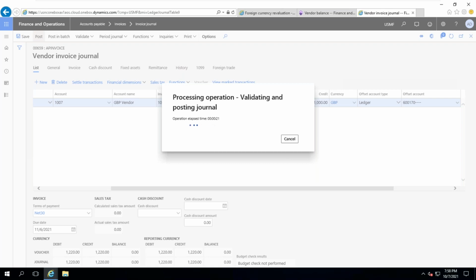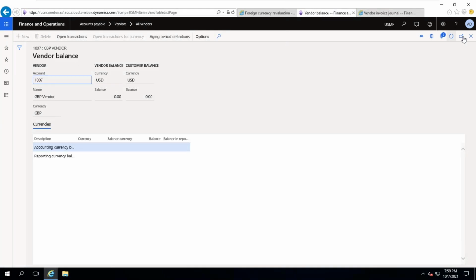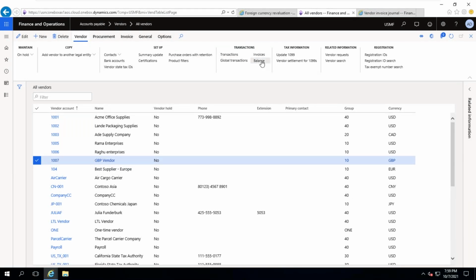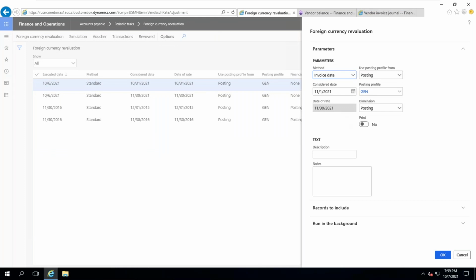I think yesterday one of the persons in our team asked like this. Now if you verify the vendor balance and refresh, it is a 1220 balance. $1000 is GBP, 1220 is the US dollars, and the reporting currency is also the same. Any confusion here? This is good, yeah. Go ahead. Now we are doing foreign currency revaluation.